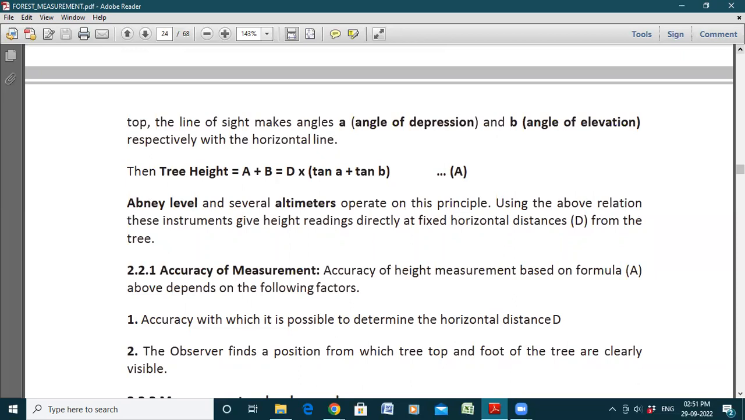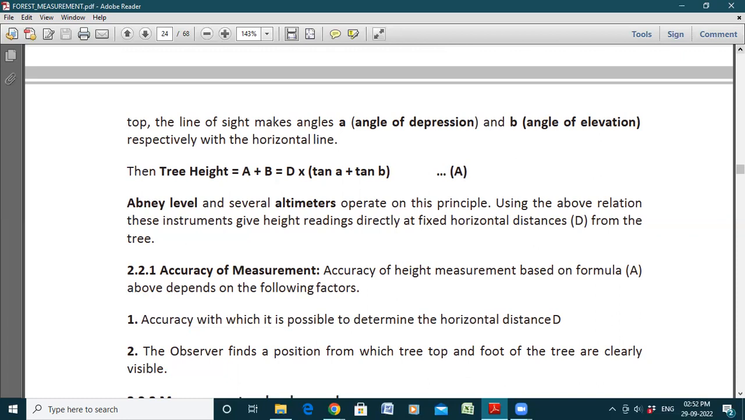Abney level and several clinometers operate on this principle. Using the above relation, D into (tan A plus tan B), remember that these instruments give height readings directly at a fixed horizontal distance from the tree, from where we observe.